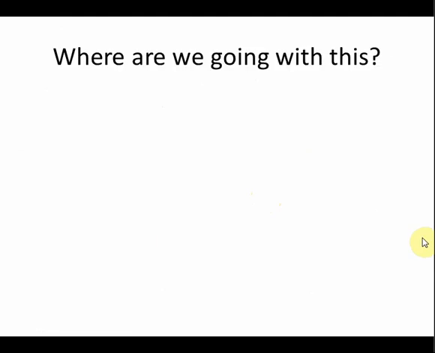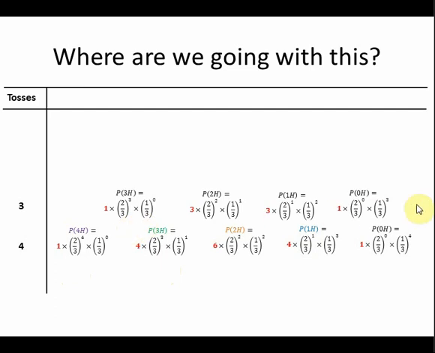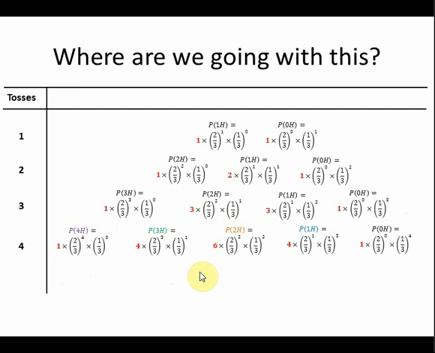So the big question is, where are we going with all of this? Let's look at the result from our simple experiment from another perspective. So I can write all the probabilities for the 4 tosses as such, and all the probabilities for 3 tosses as such. And although we did not formulate the expression for the 2 tosses and 1 toss, we can still write the probabilities in the same way.